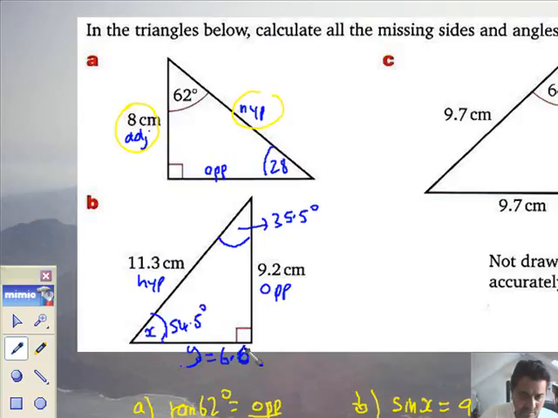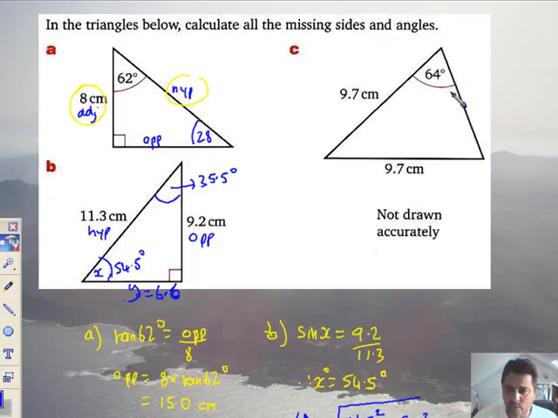Very glitchy, I might have to pause again. I will do question 3C, of course. It's a beauty. Find the missing angles. Okay, let's just do it very quickly.